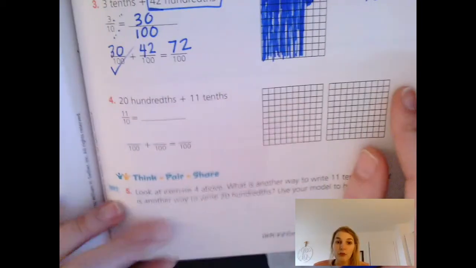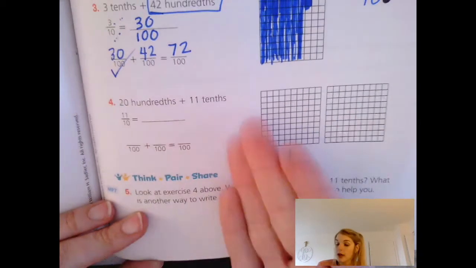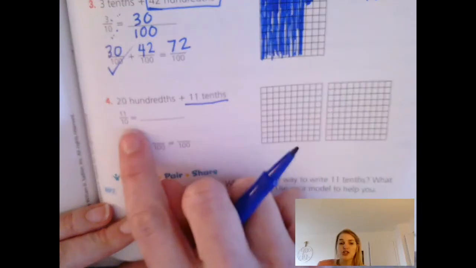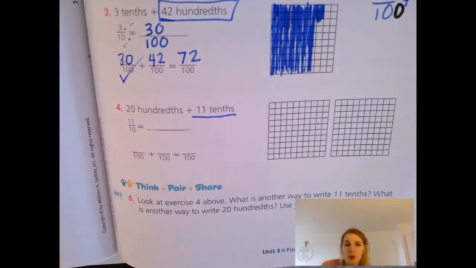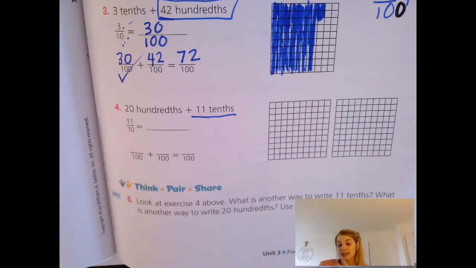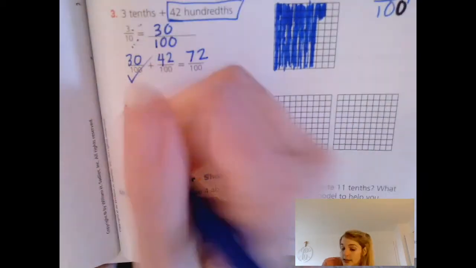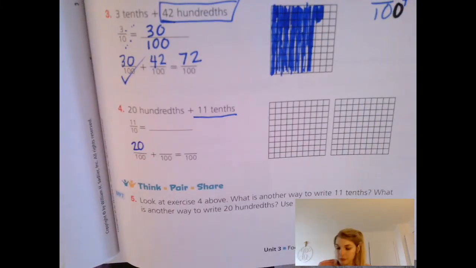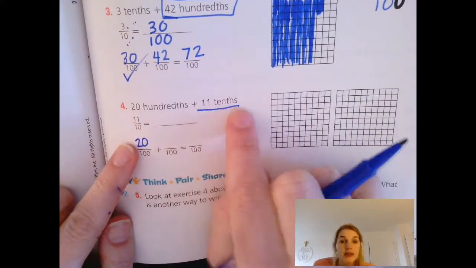All right, last one, number 4. We have 20 hundredths plus 11 tenths. And the reason here they chose to have us do the tenths first, just like we did the tenths here, is because that's the one that we're going to be converting. Remember, we're going to go up to 100 and multiply by 10, and so this is the one we have to change. 20 hundredths is going to stay the same because it already has the denominator we're looking for.